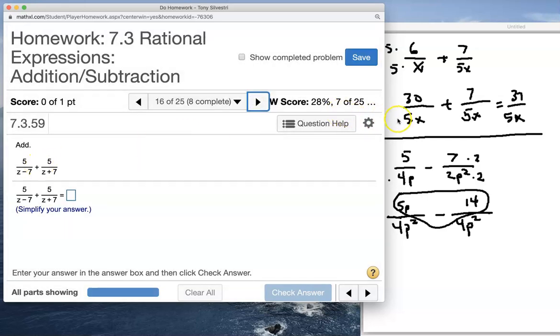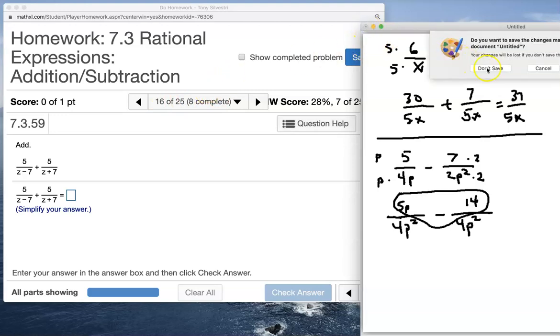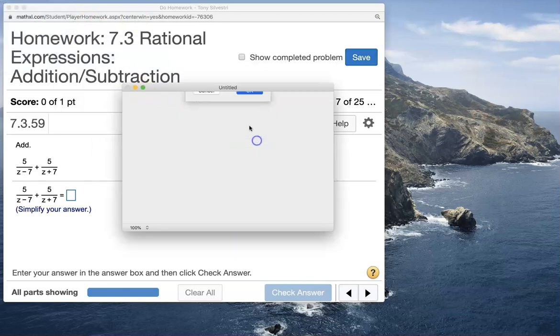I'm going to do this one. So I'm going to go ahead a couple ahead. I'm not going to stop at 60, maybe stop at 20 or something. Don't save, file, new. Okay, check this out.